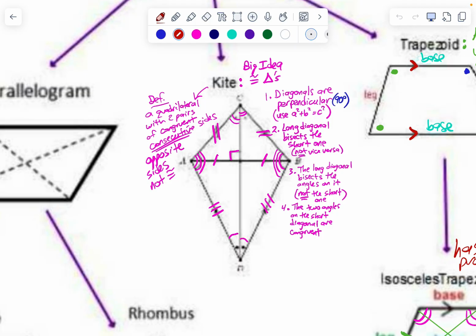So then we also had perpendicular diagonals, 90 degrees. We had the long diagonal bisecting, so this long diagonal bisecting the short one to split it into 2 equal parts. And then also the long diagonal bisects these 2 angles. And then these 2 angles on the short diagonal are congruent. So that was the kite properties.